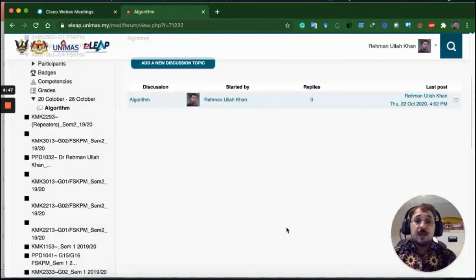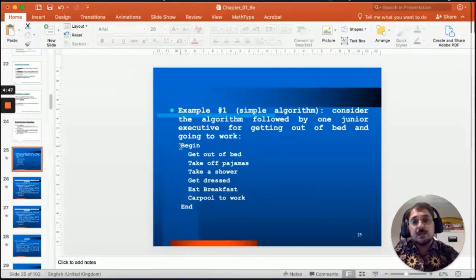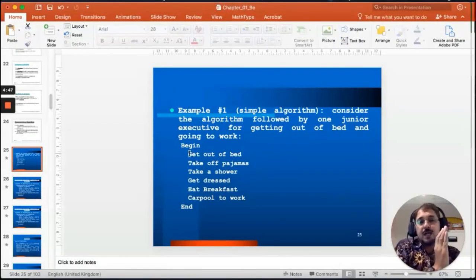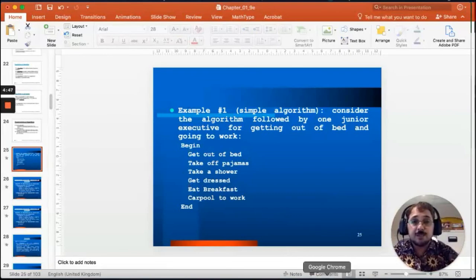You must start with begin, and then after the begin a bit of indentation, meaning the begin word is a bit to the left and the steps are a bit to the right. Then step 1, 2, 3, 4, whatever steps you propose, and then end.